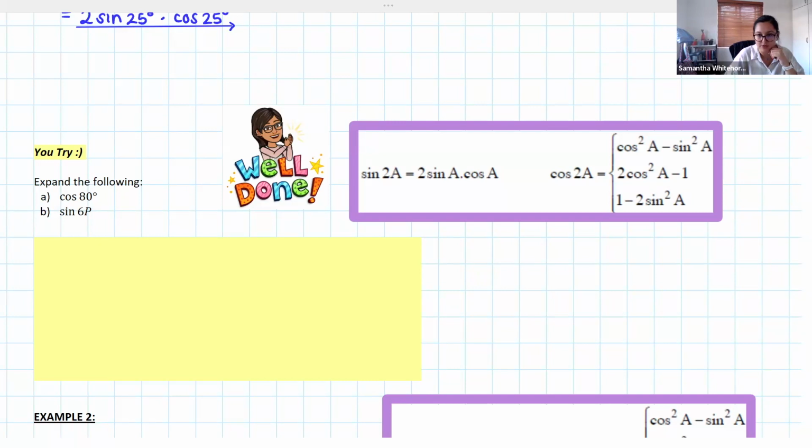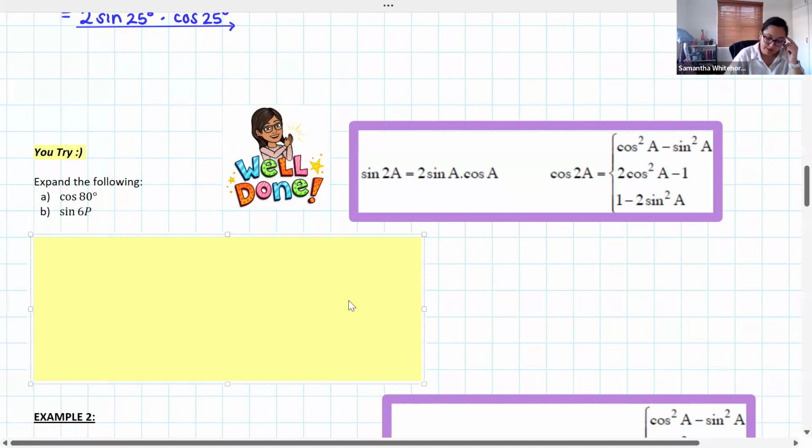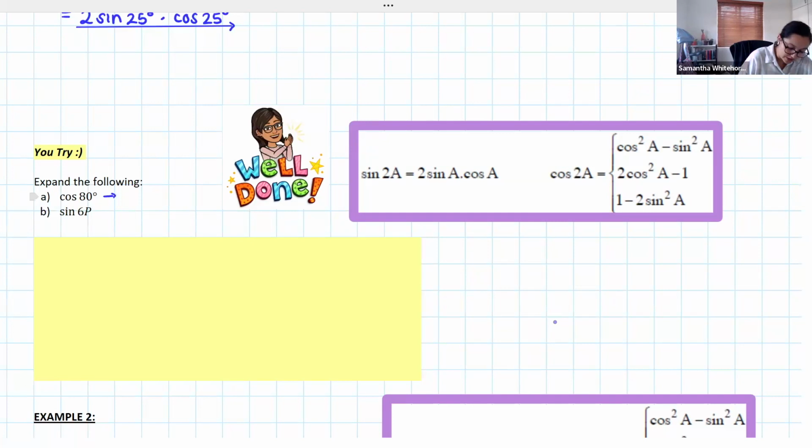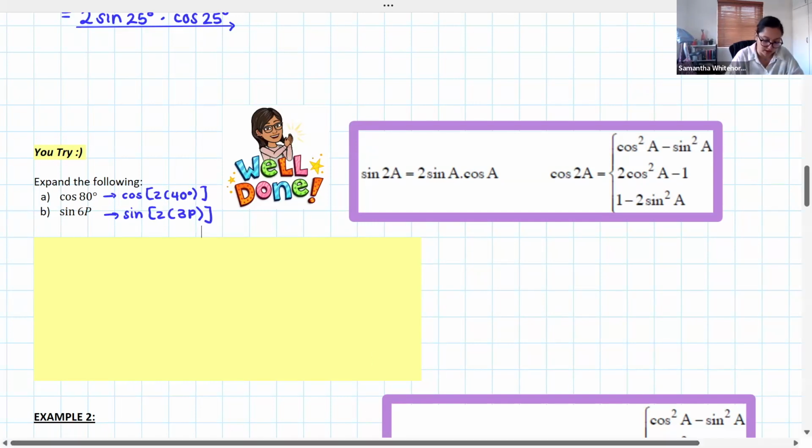Okay, guys, let's have a look. Hopefully we've got that. Remember, just take screenshots if not, but we're imagining our double angle. So these are both double angles that we've been given, which means that cos 80 we could write as cos of 2 times 40. I actually used this example earlier. And sine of 6p we could write as sine of 2 times 3p. We could break up those double angles for ourselves.